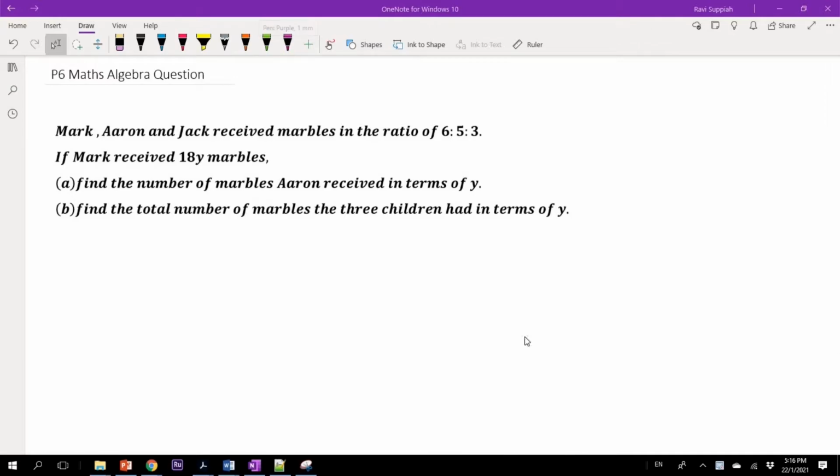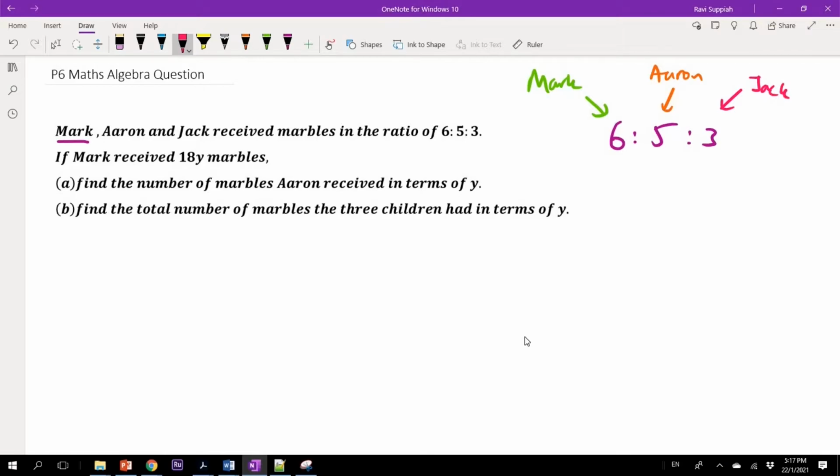Now, before we carry on with the question, let's relate these names with the associated ratio that we have. So Mark, Aaron and Jack, the ratio is 6, 5, 3. So let me write it here. So 6, 5, 3. Okay, so Mark has 6 parts or 6 units. All right, Aaron has 5 units and Jack has 3 units. So that is the first step, relating the three names over here, Mark, Aaron and Jack, to the ratio that is represented here.